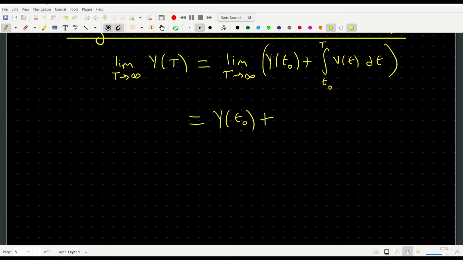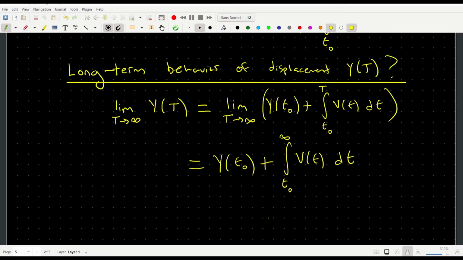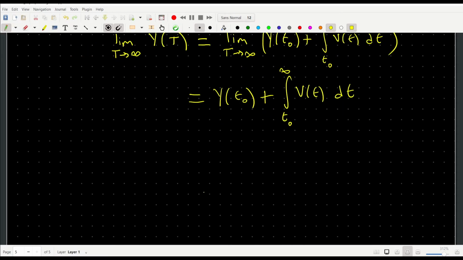Which is the same thing as y of t naught, which is fixed, plus the improper integral from t naught to infinity of v of t dt. So what we're seeing is that we can directly figure out the long-term behavior in kinematics by taking this infinite limit and correctly figuring out what the improper integral is for a given velocity function.